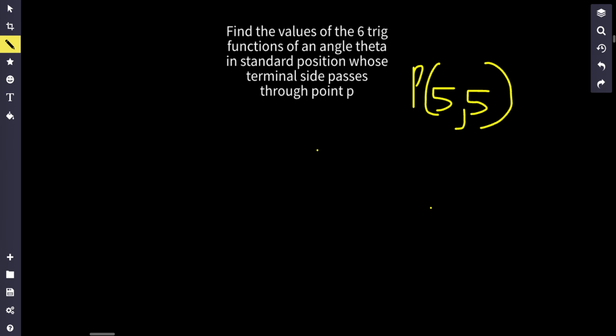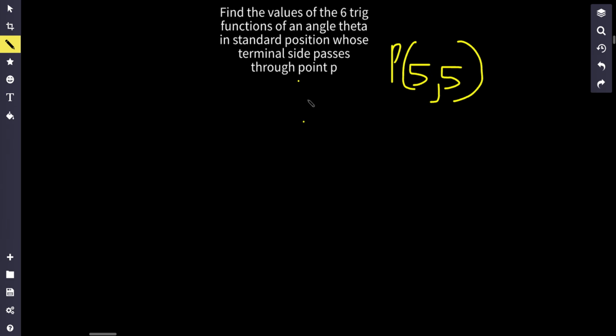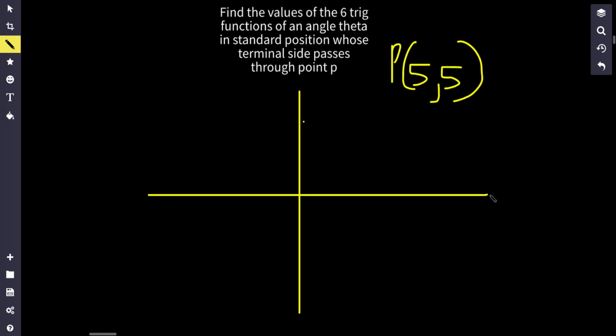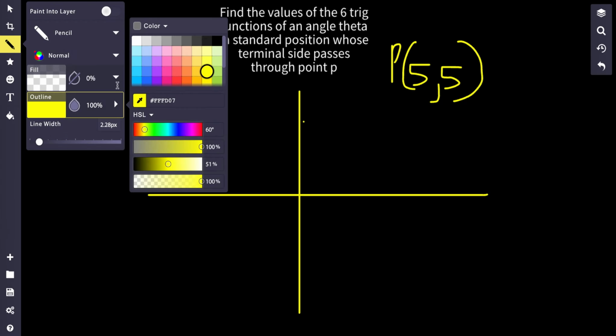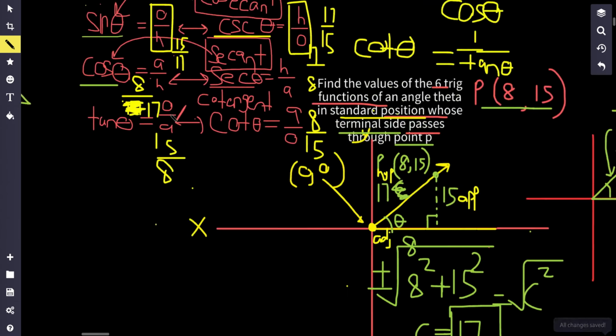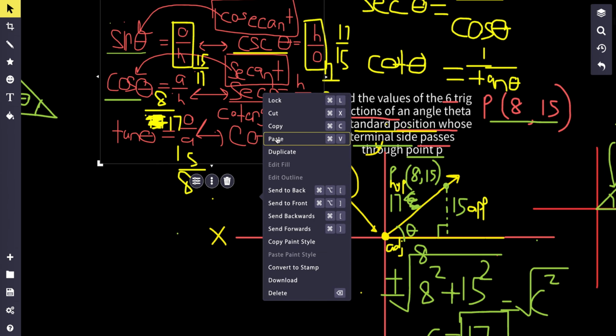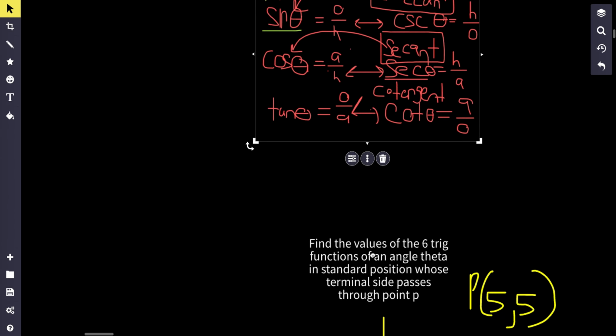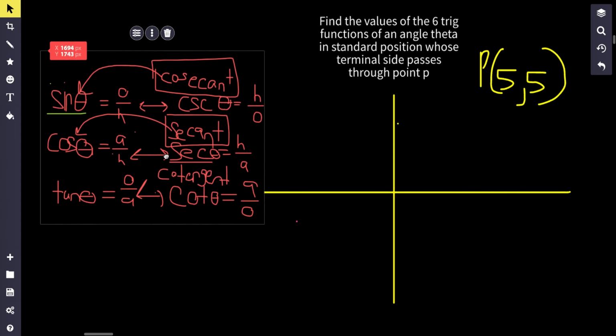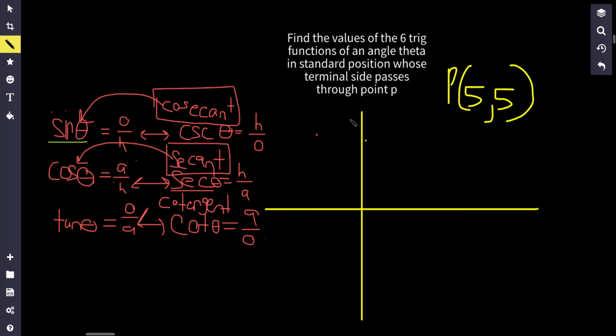Find the values of the 6 trig functions. It's literally the same problem, except that our point is now 5, 5. So how do we do this problem? And before we do that, I'm just going to copy, paste, boom. All right, so how do we do this problem?